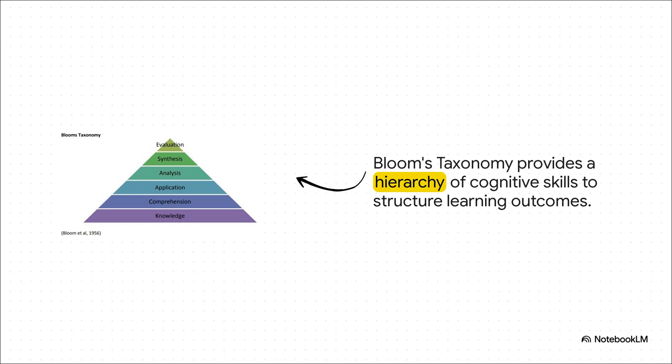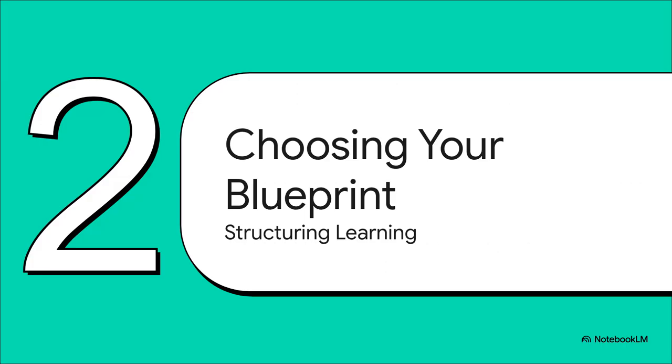Bloom's taxonomy is a pyramid for a reason. You have to start with that strong base of remembering simple facts at the bottom, and then you build your way up to more complex skills, like evaluating and creating something new at the very top. It's the perfect guide for building learning outcomes that get progressively more challenging. Okay, so our foundation is set.